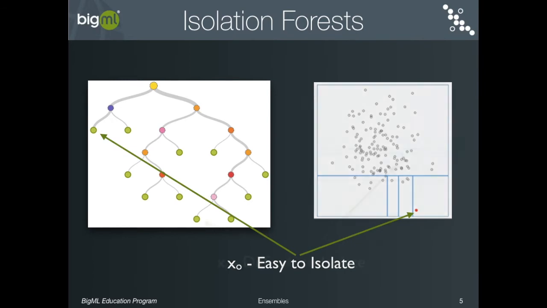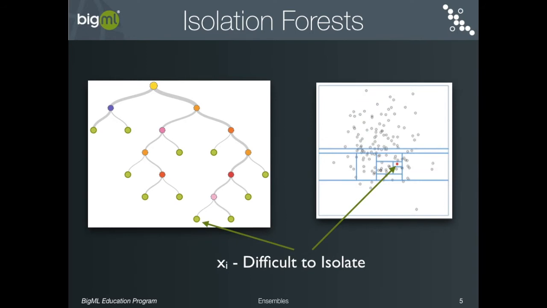On the other hand, typical points in the dataset, like x sub i in this figure, are surrounded by other points, and so it will take many random splits to isolate this instance in a node. We assign a high anomaly score to those points that take, on average over all of the trees in the forest, a low number of splits to be isolated in a node, and vice versa.